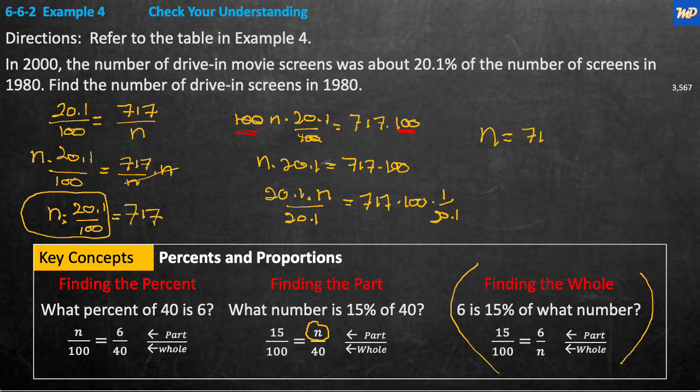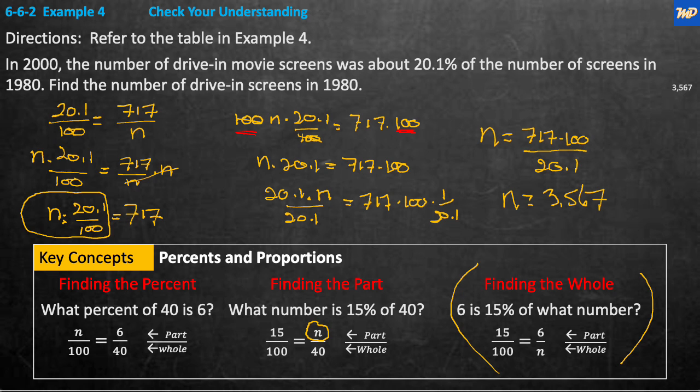And when you carry this out, n is equal to 717 times 100 divided by 20.1. So that means n is equal to, if you carry it out, 71,700 divided by 20. So it's going to be a pretty large number. And that number is, with the calculator, 3,567. There were 3,567 drive-in screens in 1980.